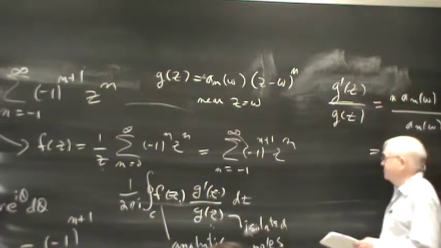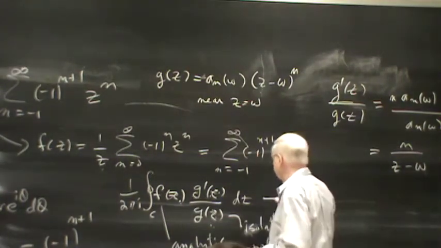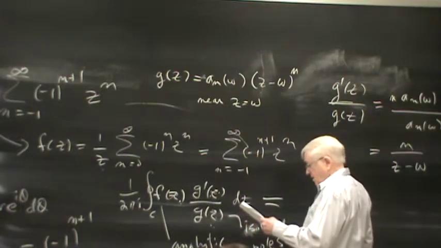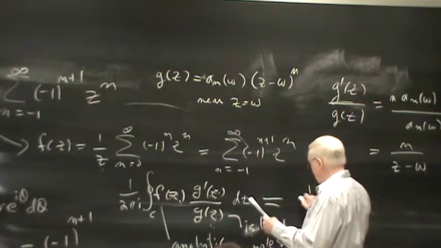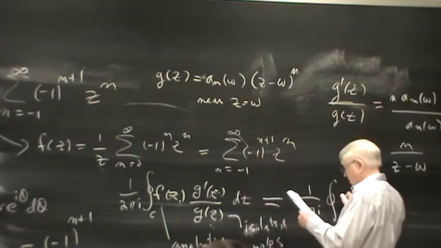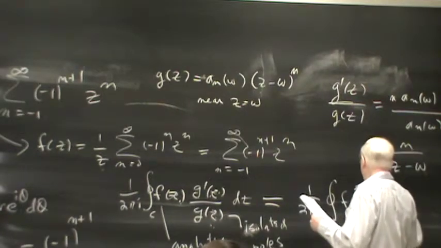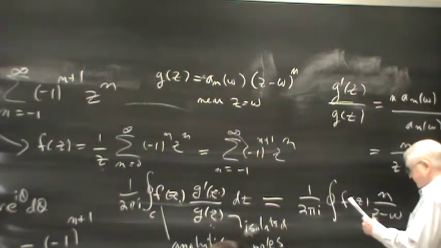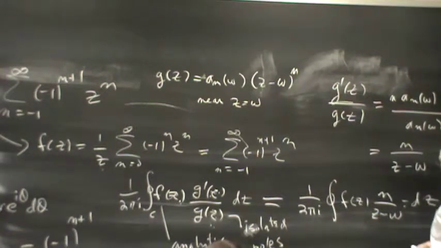So in other words, when we do this integral, what we're going to get is 1 over 2 pi i, and if we go around the point w, we're going to be getting f of z, n over z minus w, dz. And then by Cauchy's integral formula, this is just n f of w. Okay. So this is a remarkably amusing formula.